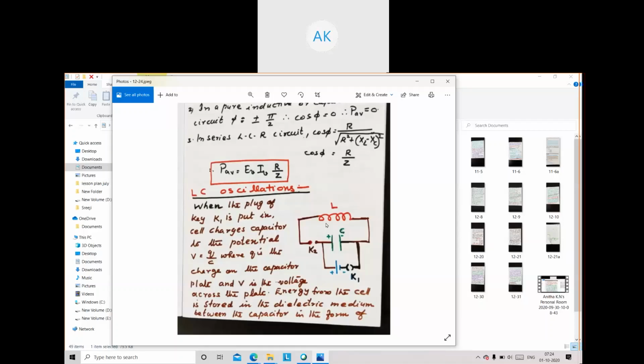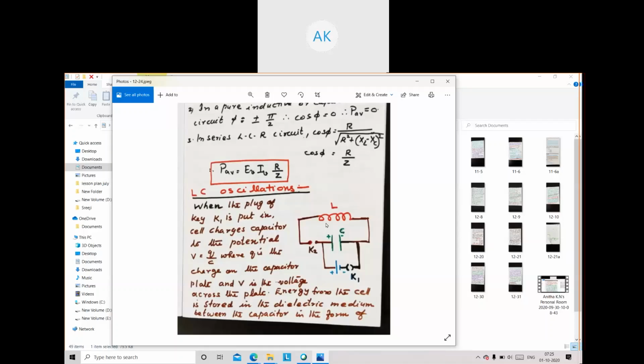I will ask Nandana, what will happen? We have charged the capacitor fully and it is connected to the inductor. What will happen? So charge will be transferred to the inductor, flowing through the inductor.